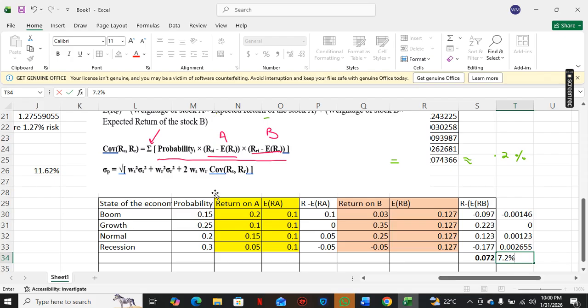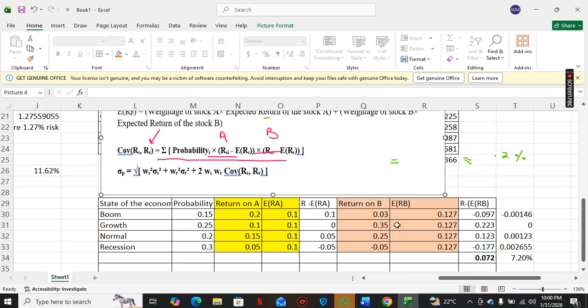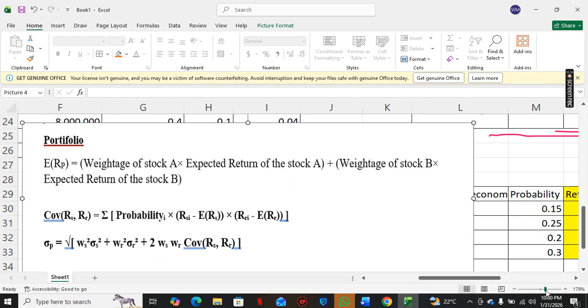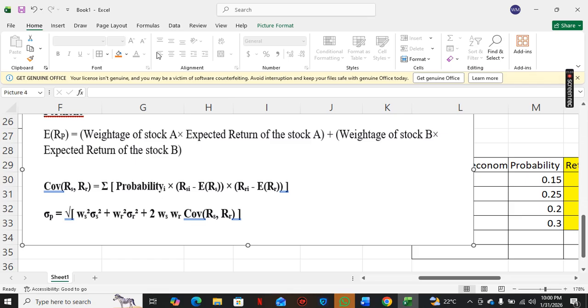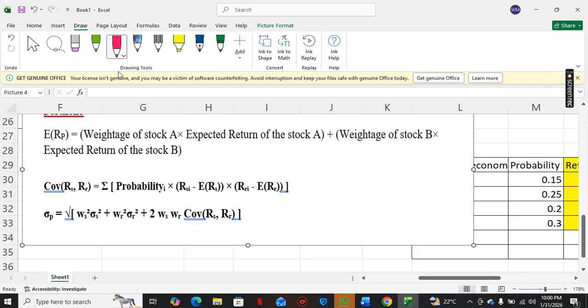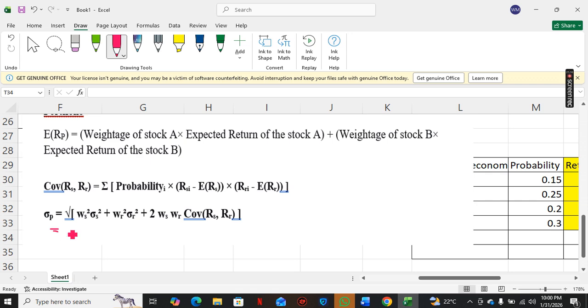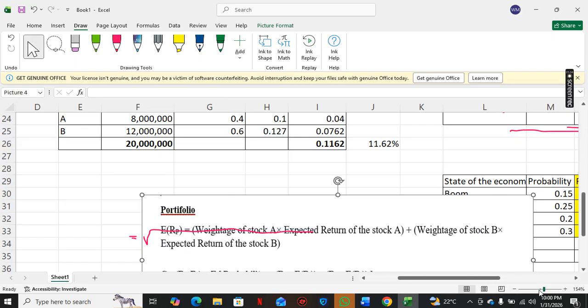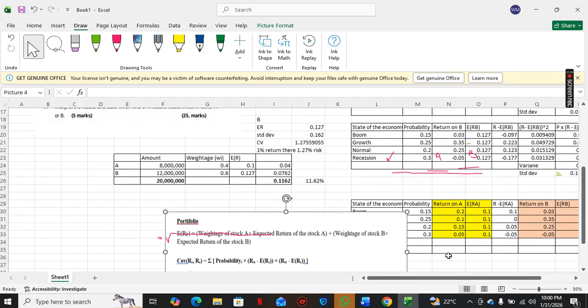Now we can calculate the risk. Weightage squared for investment A. Remember, investment A, the weightage was 0.4, when we were calculating the expected return for investment A, because I have to show you where all these numbers are coming from. So I'll put the formula here.